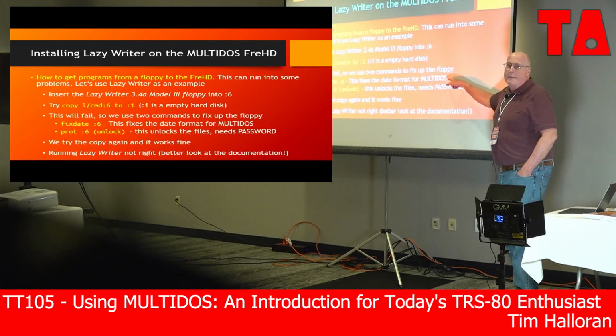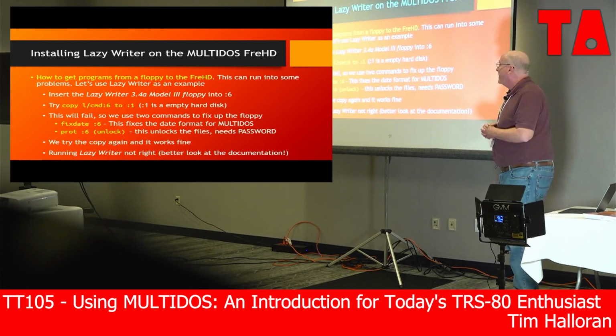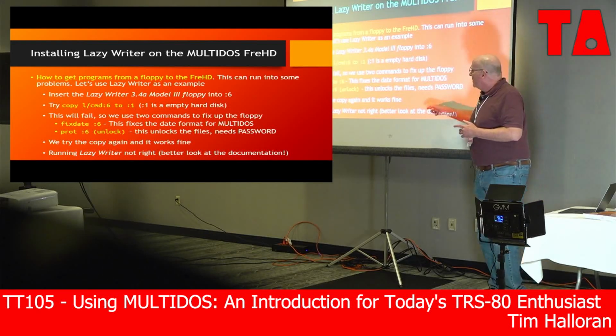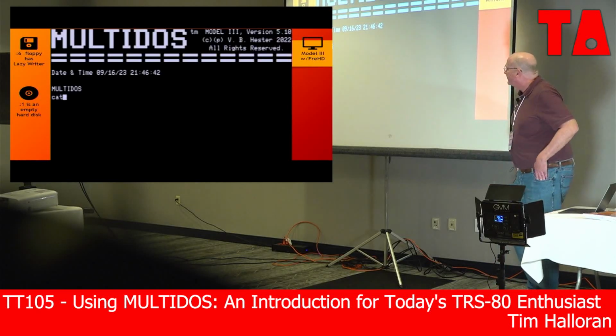So I'm going to use two things. Vernon went on a lot about the date thing, but there's a utility called fixed date. If you go back to Vernon's keynote, you can learn the history of this date scenario. So it needs to be fixed date. Then I'm going to unlock, protect the disk, and I need the disk password. Then the copy will work fine. So let's actually see this in action.